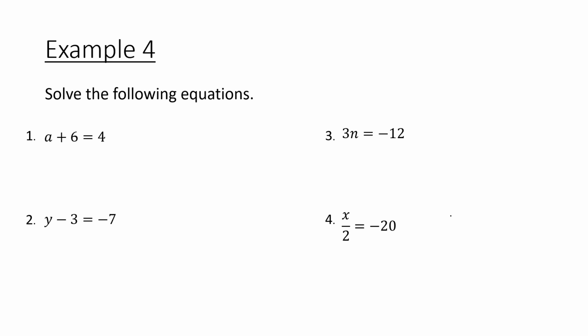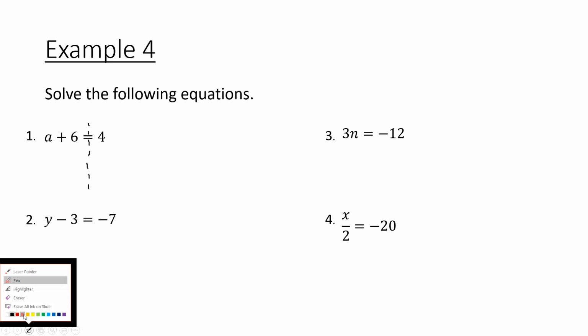Okay, let's go through these examples now. So these ones involve negative numbers, so it's really important to understand how to work with negative numbers. So we've got a plus 6 equals 4. So the exact same way, we're going to draw our line down our equal sign. And then at the moment, we've got plus 6 attached to our a. We need to solve it, we need to get rid of it.